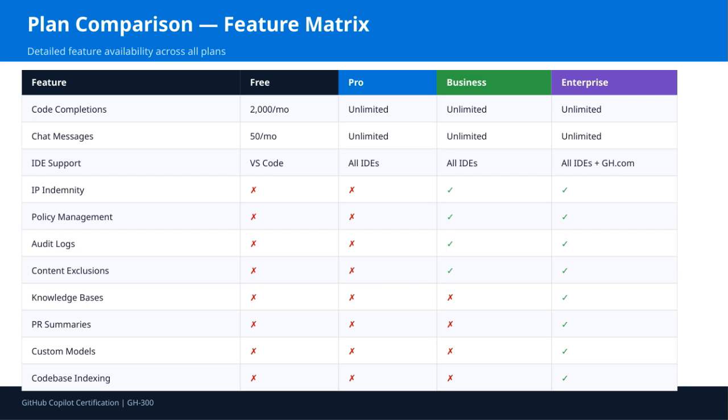More advanced capabilities like IP indemnity, policy management, audit logs, and content exclusions become available starting with the Business plan, providing added protections and compliance features essential for larger teams. The Enterprise plan goes even further by including knowledge bases, PR summaries, custom models, and codebase indexing features, which enhance productivity and customization options for organizations with complex workflows. Overall, as you move from free to enterprise, the features scale significantly to meet the needs of individual developers, teams, and large enterprises seeking comprehensive tools and governance.